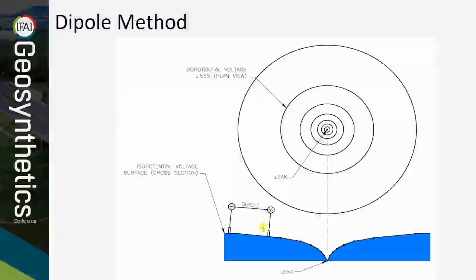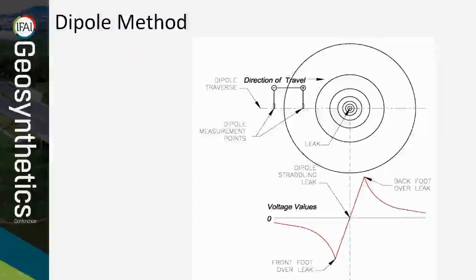The dipole will measure from front foot to back foot. As it travels across the leak, it'll measure a negative gradient. And then when it's on the other side of the leak, it will measure a positive gradient. What this looks like in terms of voltage values is shown by the red line below. So as the dipole travels and approaches the leak, you get a sharp decrease in the voltage. It passes through zero, and then you have a peak in the voltage field, and then it tapers back down.